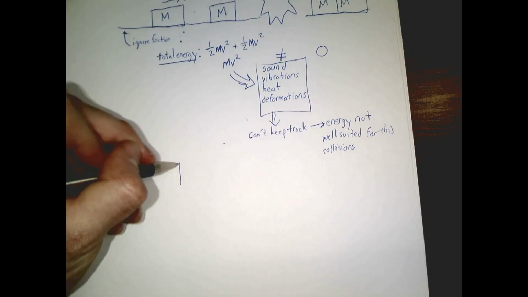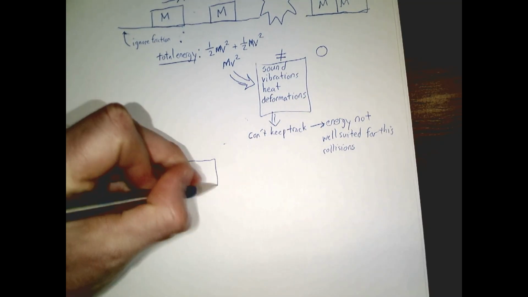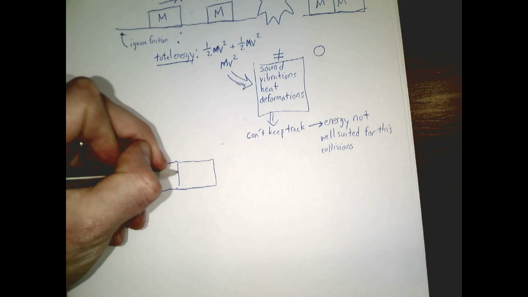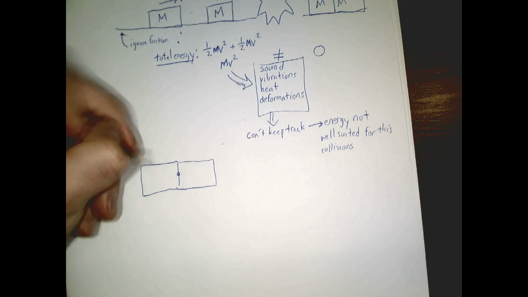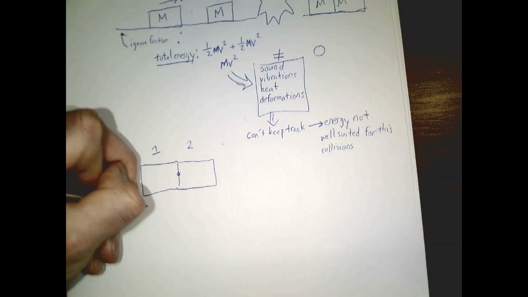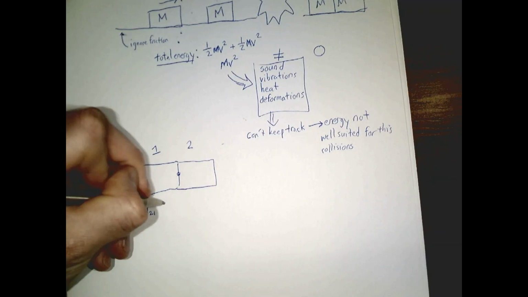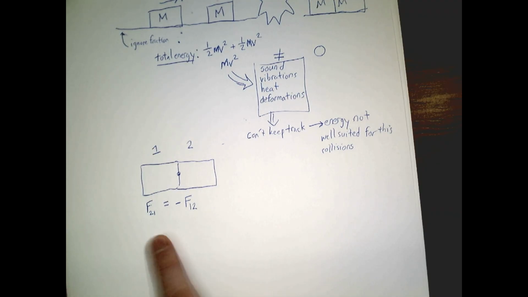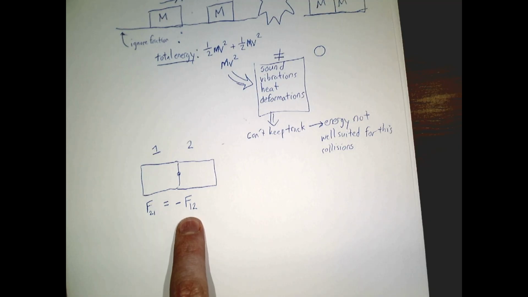When we have these two things crash, they exert forces on each other. So we know that by Newton's third law, if we call this car 1 and car 2, the force of car 2 on car 1 is equal and opposite to the force of 1 on 2. So this notation isn't 21 and 12, it's literally force of object 2 on object 1 and force of object 1 on object 2. Newton's third law says that the forces they exert in the collision must be equal and opposite.